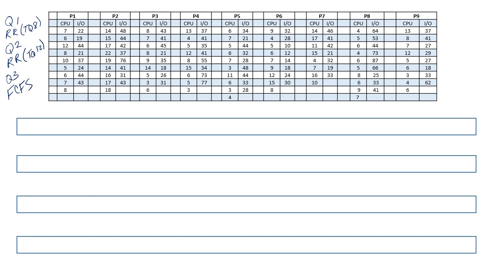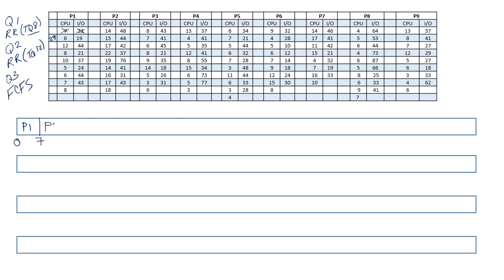At time 0, we have P1. P1 has a CPU burst of 7 time units, which is smaller than the time quantum of 8. So P1 is going to be on the CPU until time 7. It's going to go out to I/O for 22 time units, and it will arrive back at time 29, and it will remain a Q1 process.